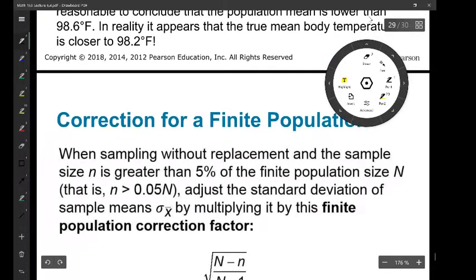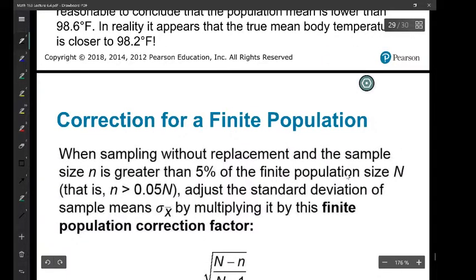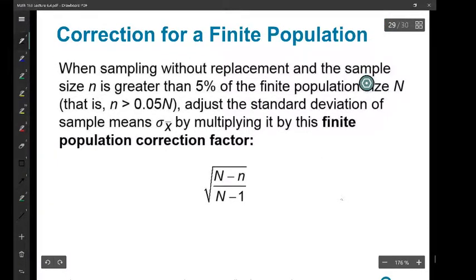Here's our correction factor for a finite population. So when sampling without replacement and the sample size is greater than 5% of the finite population size in capital N. So that means if n is greater than 0.05 times capital N, adjust the standard deviation of the sample means by multiplying it by this finite population correction factor here, square root of big N minus n all over big N minus 1.